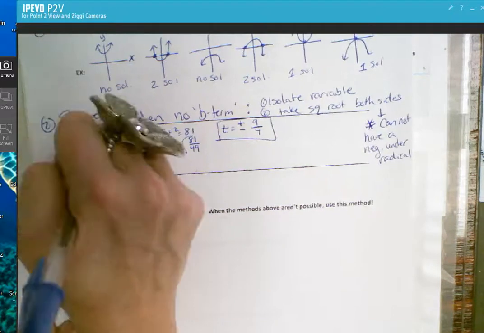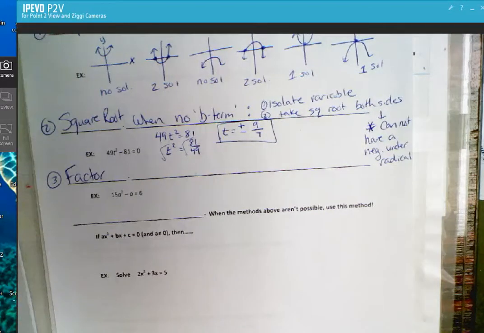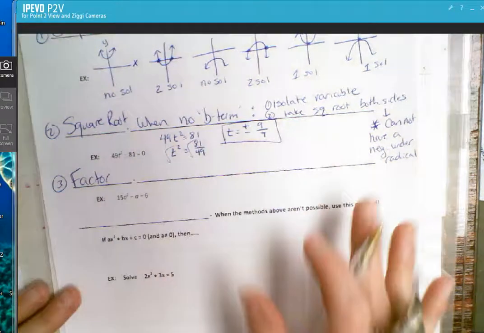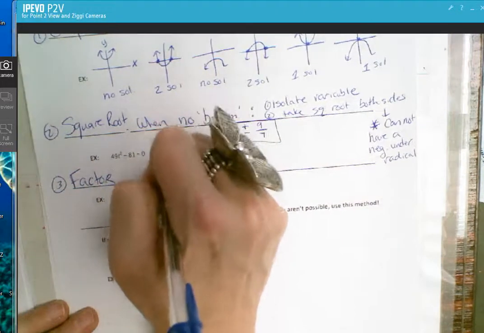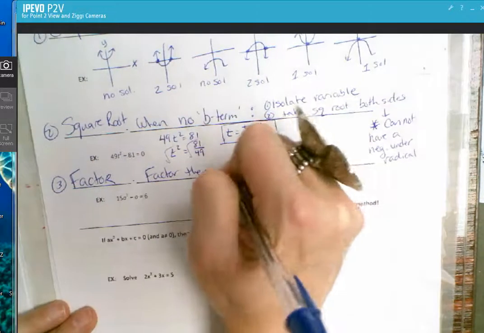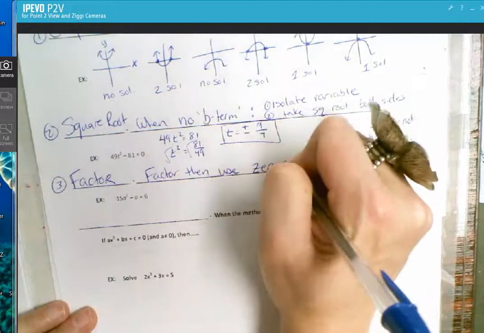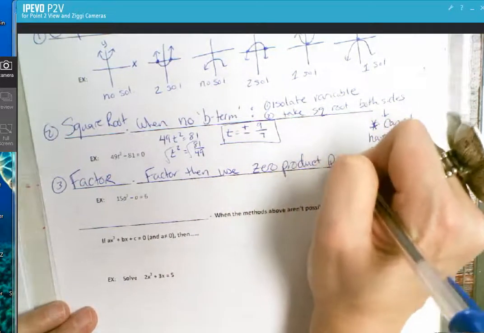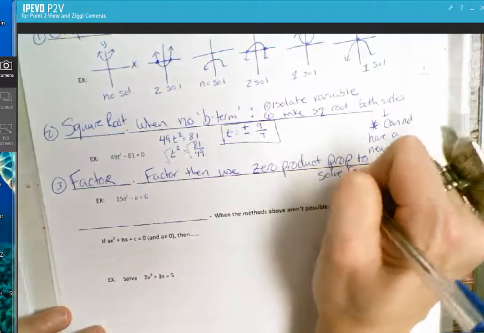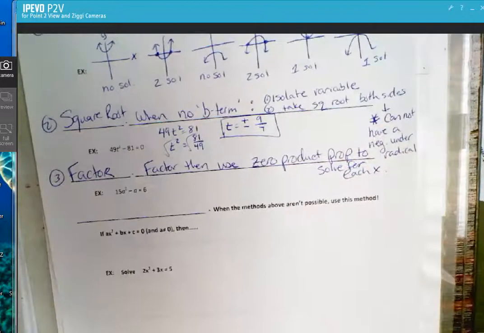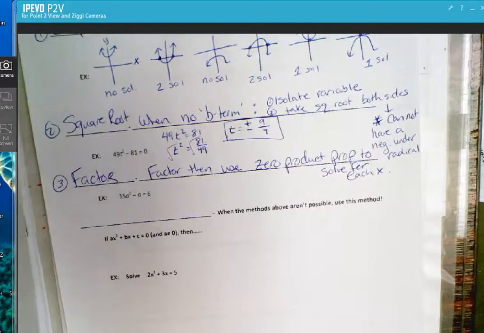Method 3 is to factor. Lots of ways to factor. We could factor using greatest common factor. We can factor using a times c. We can factor by making tables. All kinds of ways to factor. So you've got to know how to factor. Okay, so factoring you need to know how to do, and then once you factor, you use the zero product property to solve for each x, or each variable. So let's take a look.